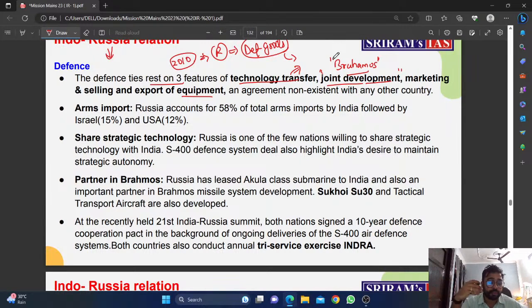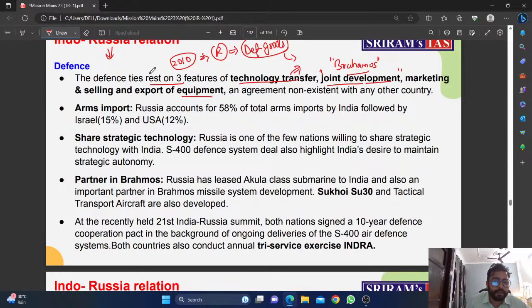Then both countries are even creating a market for the jointly produced defense goods. Both countries are also cooperating in developing nuclear submarines. For example, INS Arihant that India is using is a nuclear powered and nuclear propelled submarine that is again built with the help of Russia.